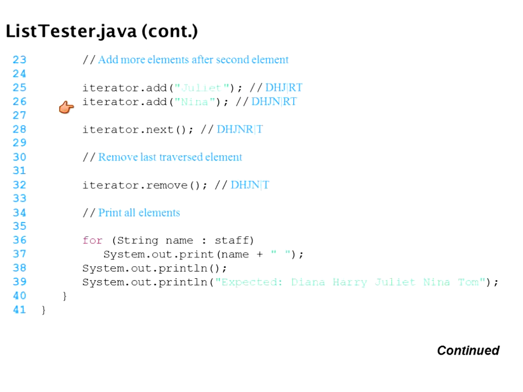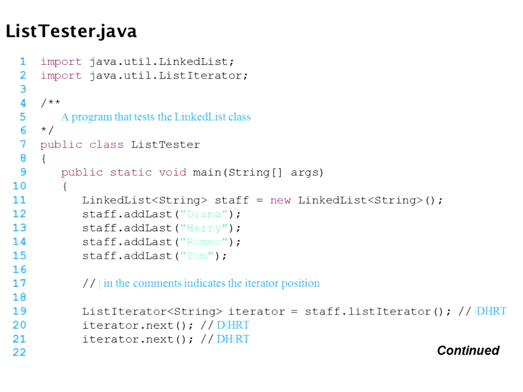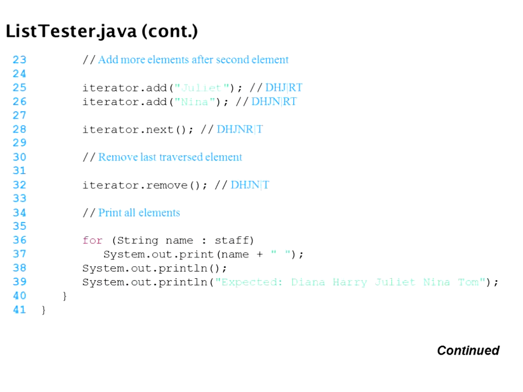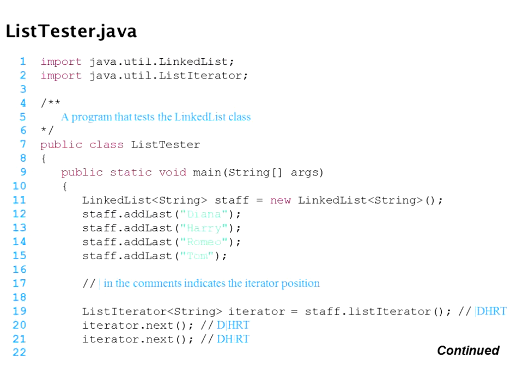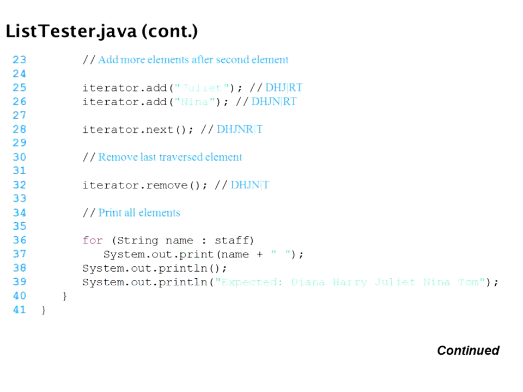Now next is iterator.add Nina. So the iterator position is between Juliet and Romeo. So when you add Nina, it will be added between Juliet and Romeo. Yes, and the position will be after Nina. And then you have iterator.next. So again, the iterator position will move towards the right. So it will be between Romeo and Tom, here.